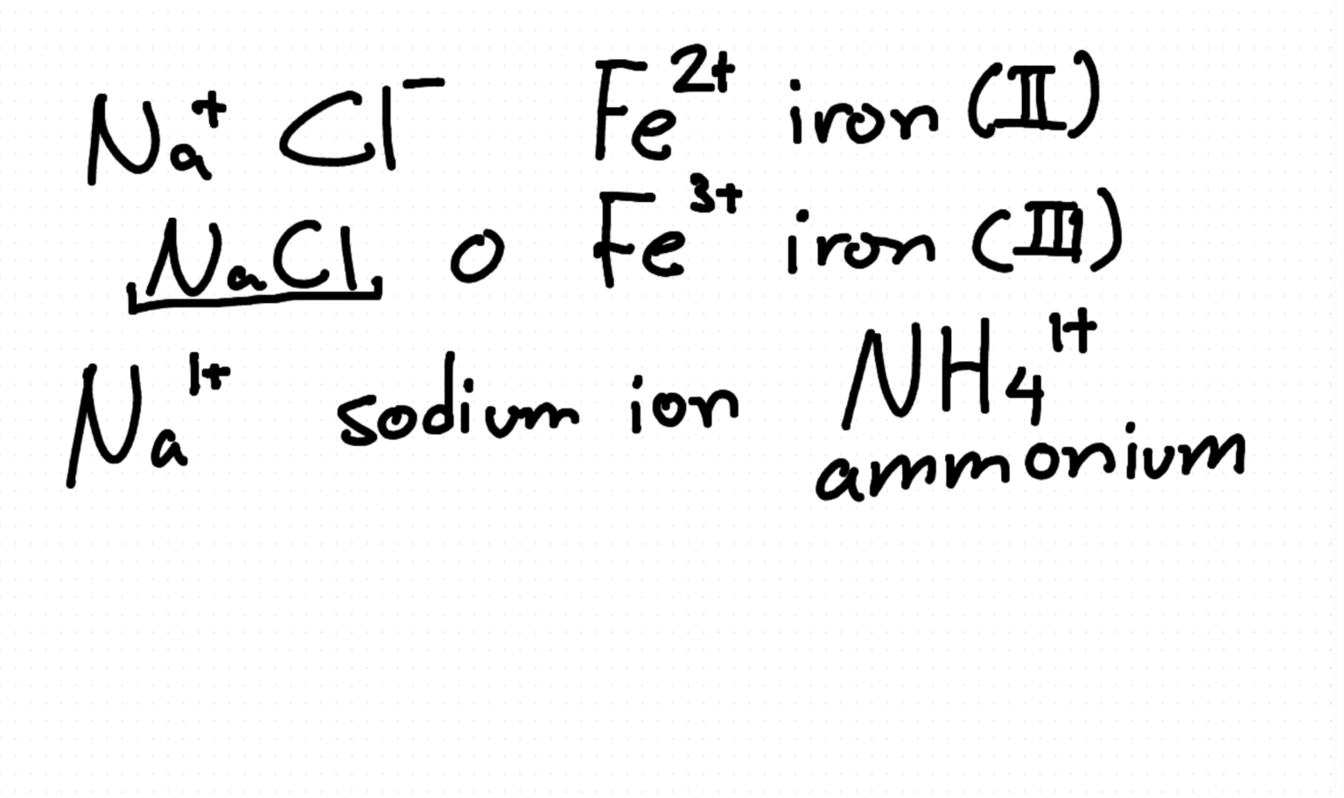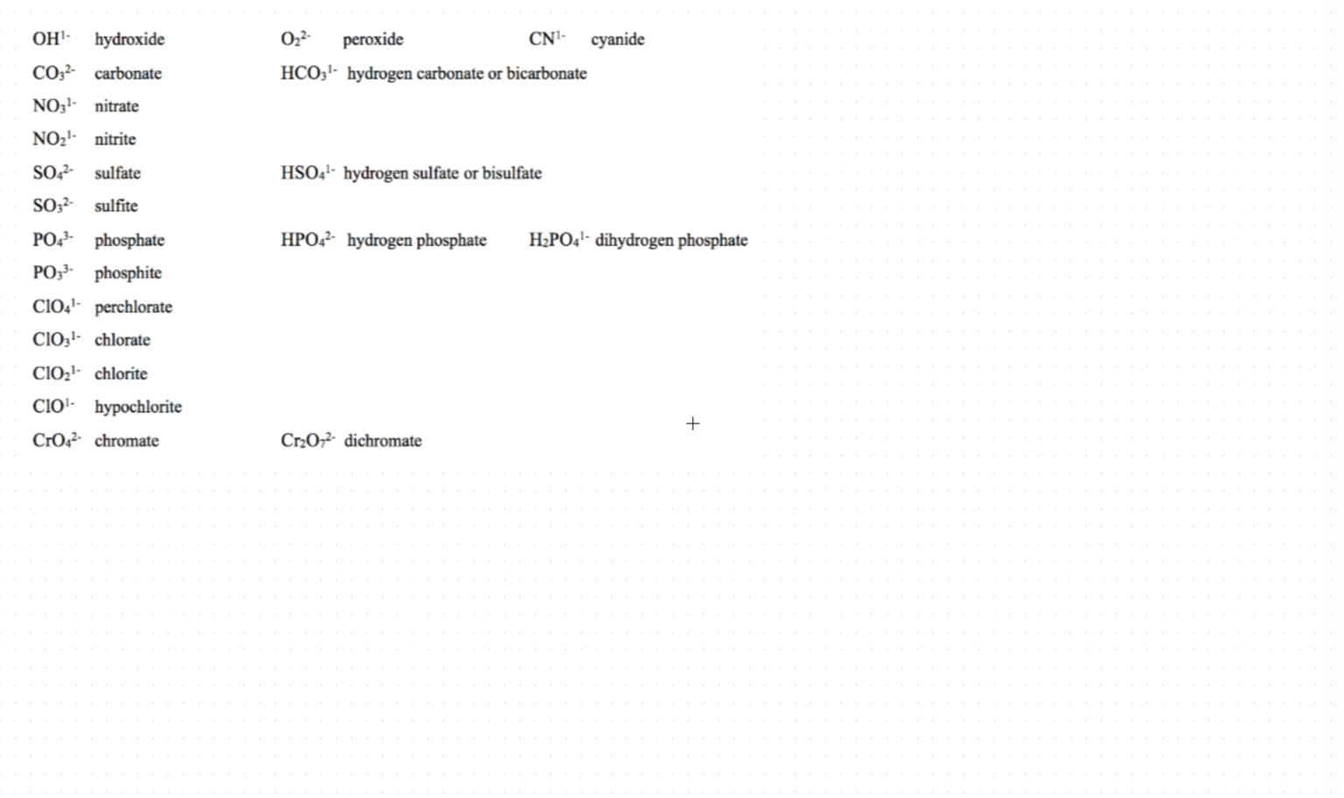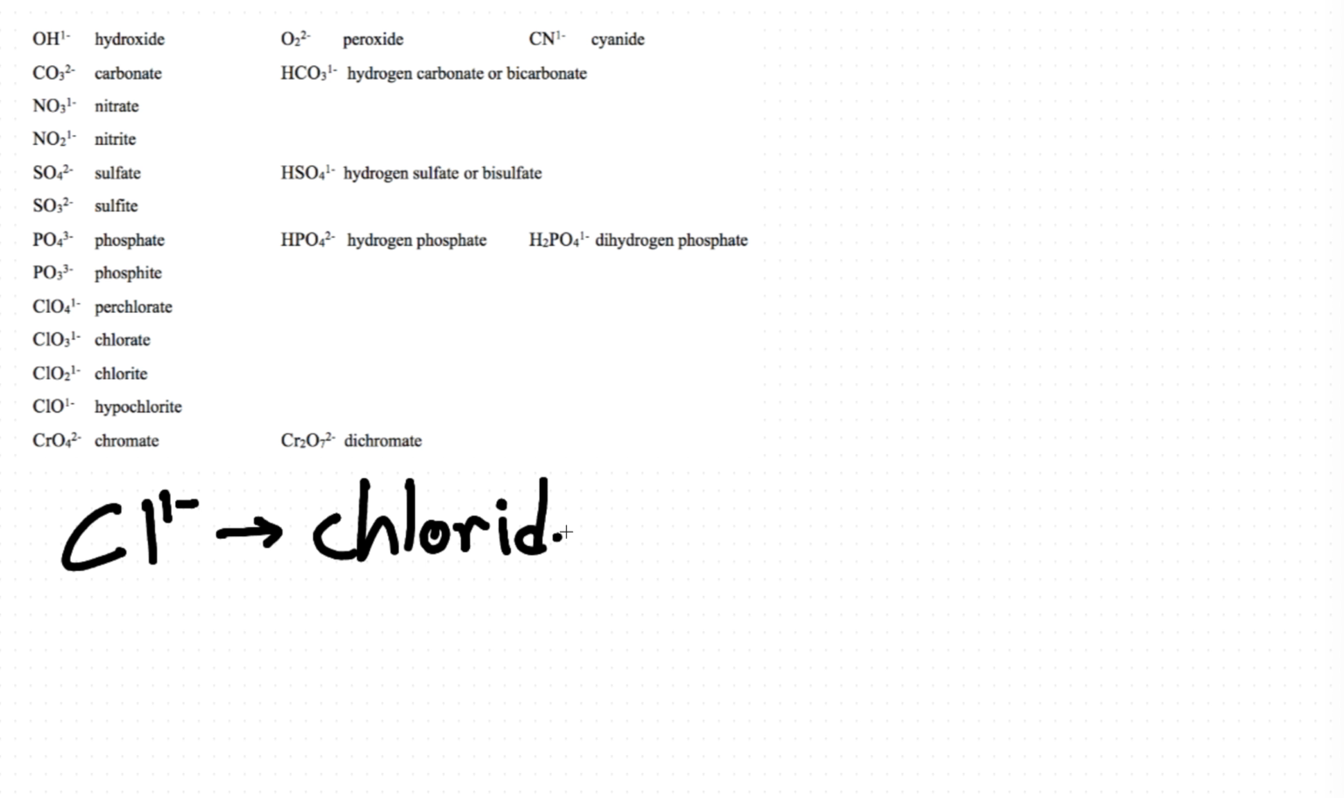Now, let's move on to naming anions. Here I've provided a table of all the anions that you would come across in your curriculum, and the easiest solution to understanding these is unfortunately memorization. But nonetheless, I'll go over the basic logic for how these are named. Monatomic anions are named by removing the end of the name of the element and adding the suffix -ide. So in our previous example, chlorine 1 minus would be called chloride.